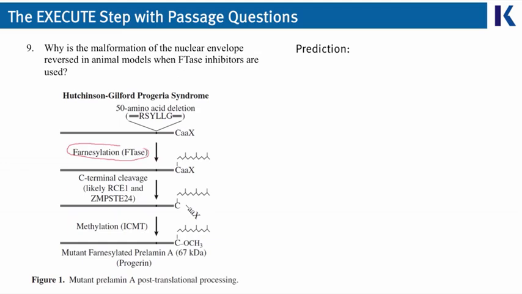It's the initiator of this process, the first enzyme that acts during post-translational processing in Hutchinson-Gilford progeria syndrome. So if this enzyme were blocked and no longer permitted to act, we can see that this process just simply wouldn't occur. Without that first step, we would no longer have progression through the entirety of post-translational processing, and we would no longer get progerin as an end product of this process. So an appropriate prediction for this question would be that these FTase inhibitors actually stop the production of progerin.